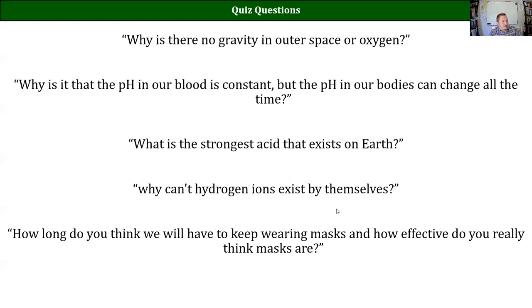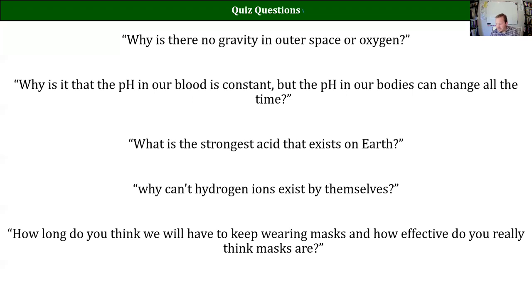So first off, you folks asked some good questions about pH and acid on the quizzes as well. So I will take some time to answer those. First, I always like to tackle astronomy questions because astronomy is very interesting to me. Why is there no gravity in outer space or oxygen? Well, there's a couple answers to this.